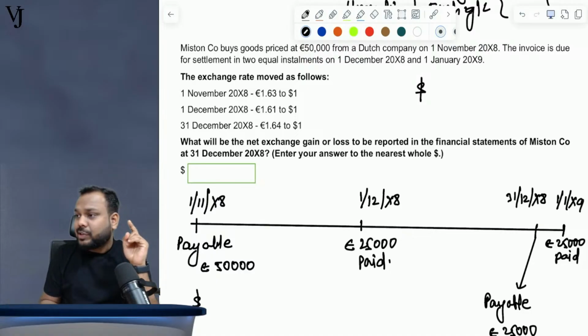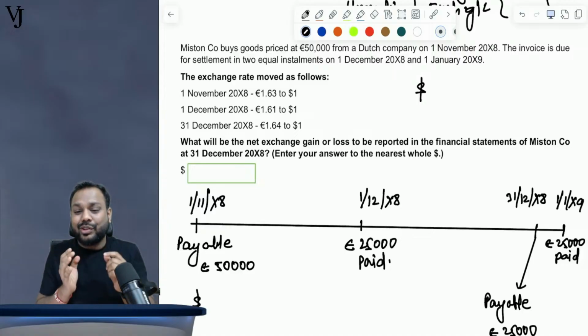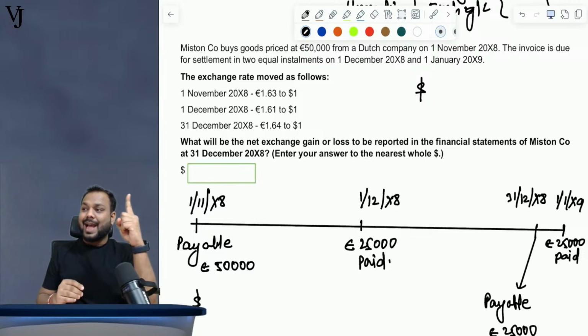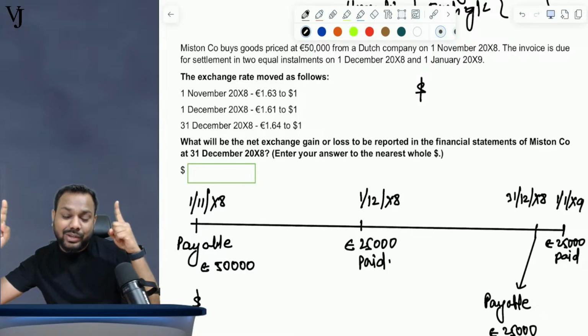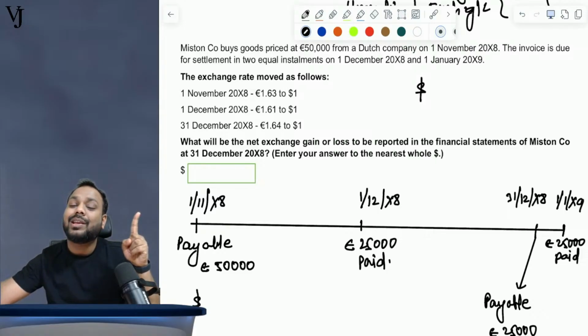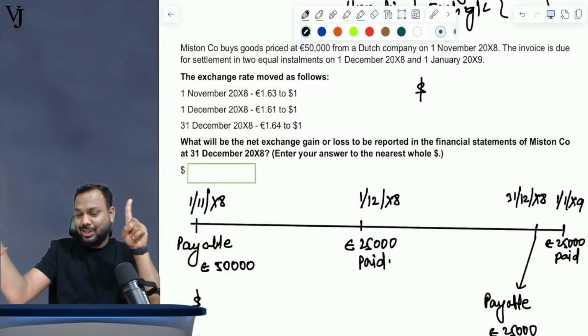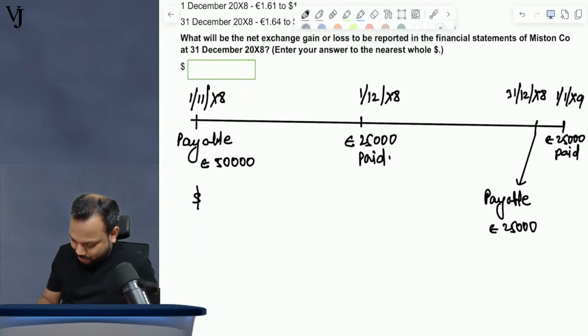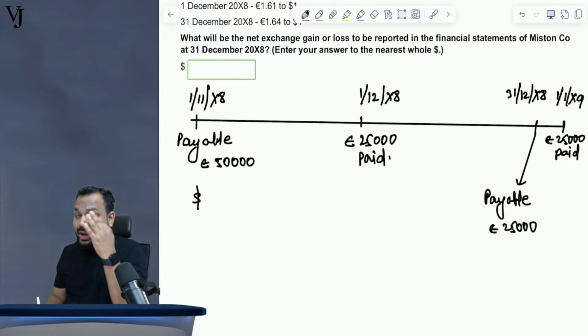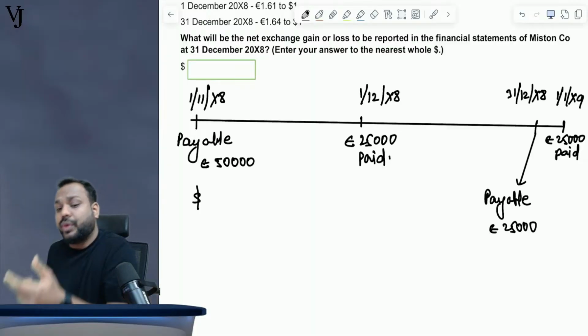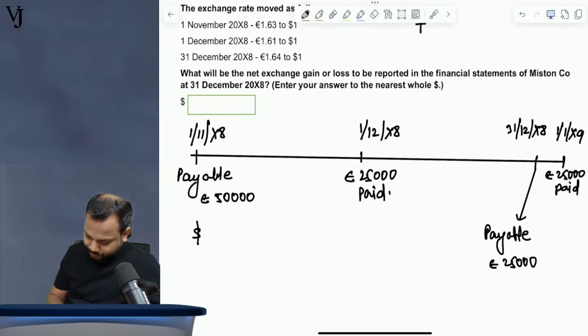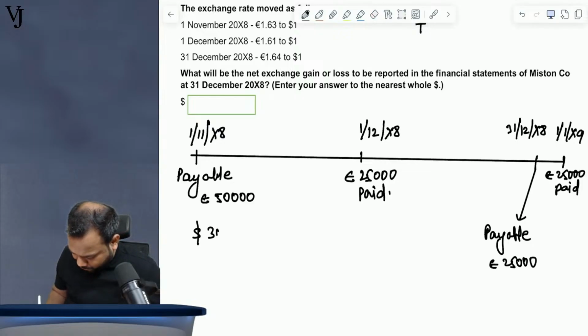On the date of the transaction, how much dollar payable shall I record? For every $1 we have to pay 1.63 euros. Which currency is stronger, euro or dollar? $1 can handle 1.63 euros, so the dollar is stronger, like one person who can handle 1.63 persons is stronger. To convert into dollars, we have to divide. Whenever you are coming from weaker to stronger, divide. Whenever you are coming from stronger to weaker, multiply. So 60,000 divided by 1.63, you record $30,675 payable.